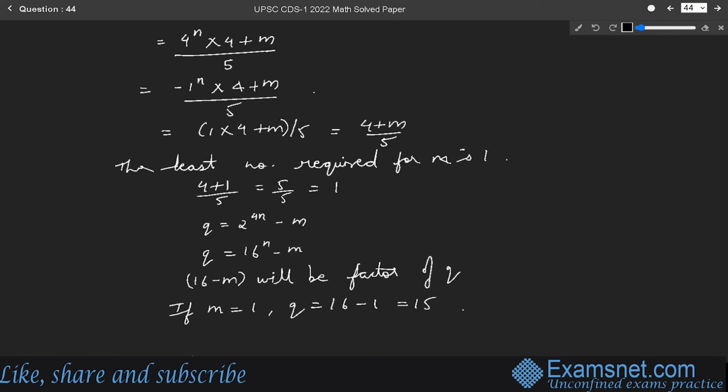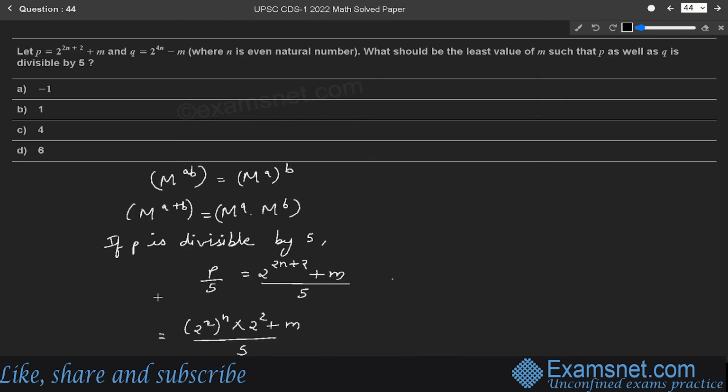Therefore, the least value of m such that P as well as Q is divisible by 5 is 1. So the correct answer for this question is 1. Therefore, out of all the options, option B is absolutely correct.